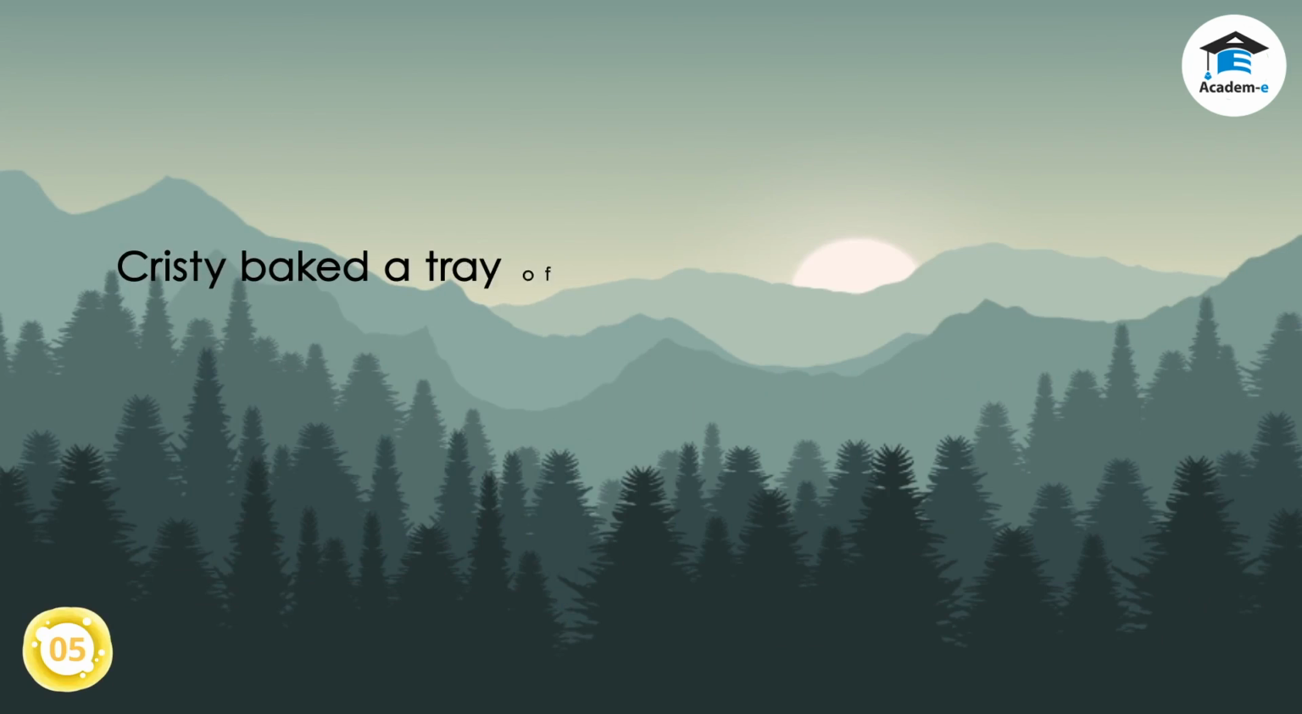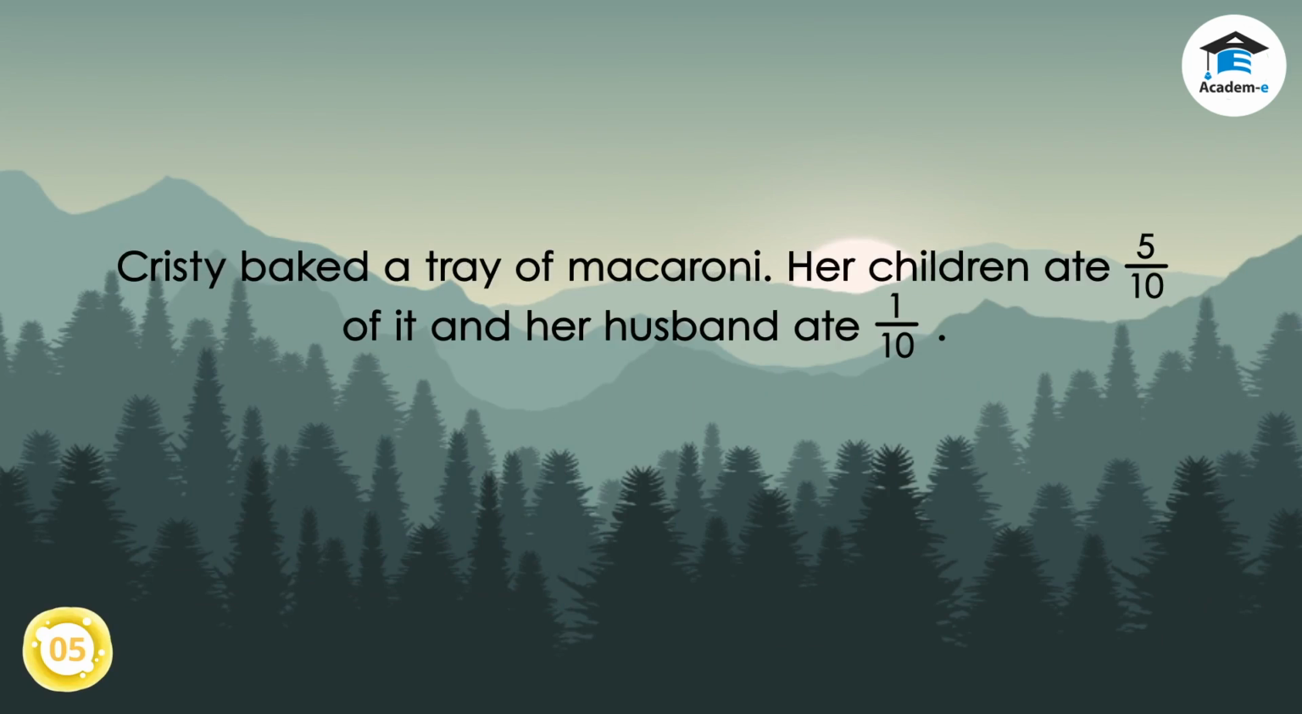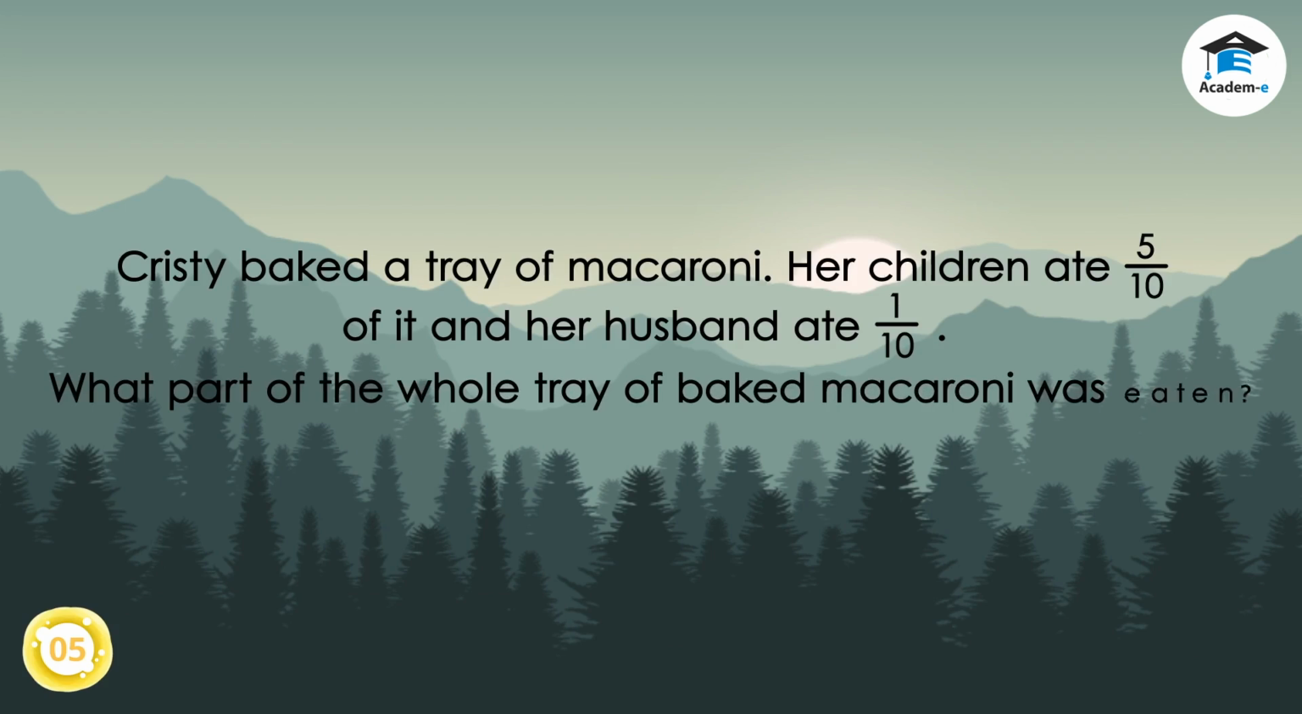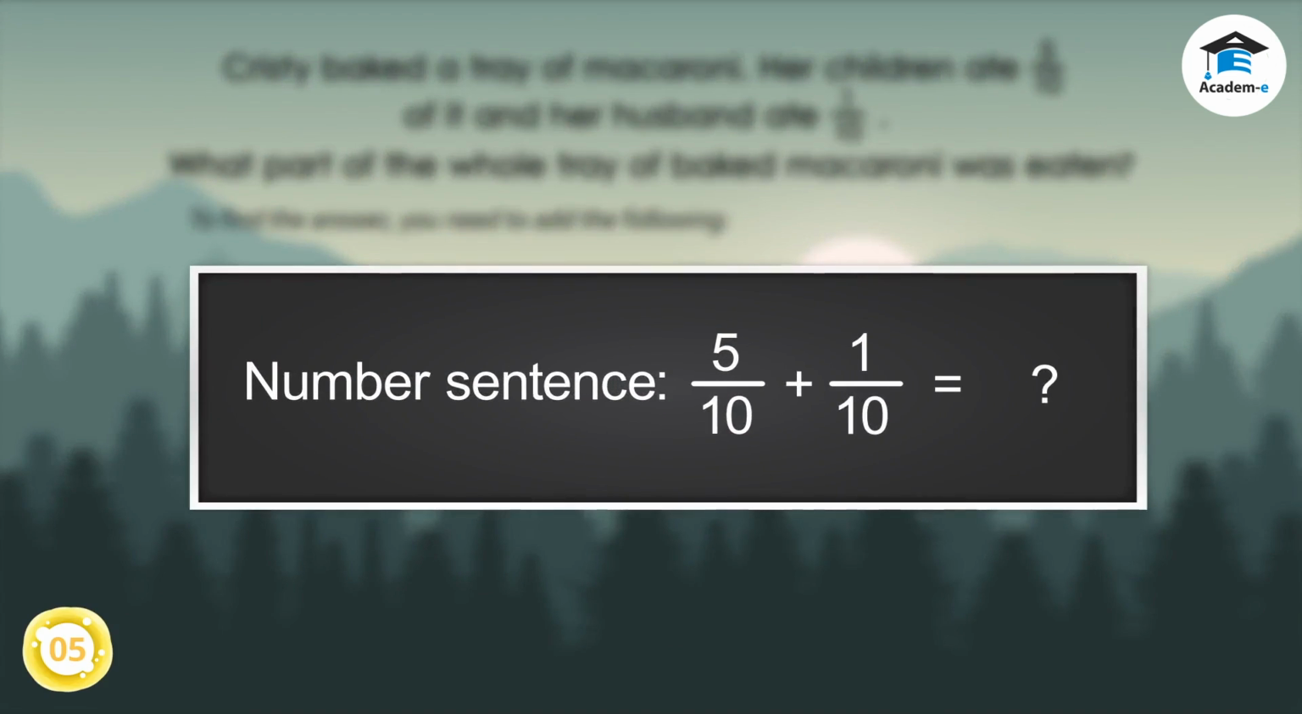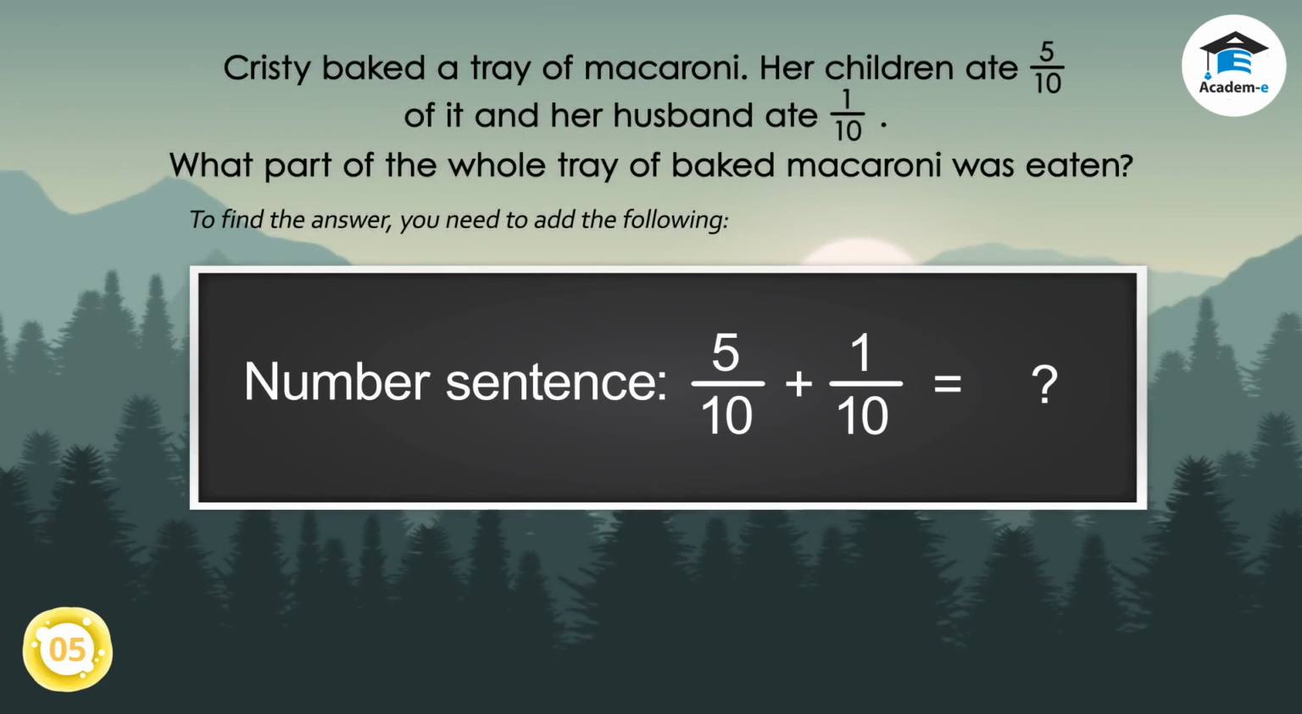Christy baked a tray of macaroni. Her children ate 5/10 of it, and her husband ate 1/10. What part of the whole tray of baked macaroni was eaten? To find the answer, you need to add the following. Number sentence. 5/10 plus 1/10 is equal to.